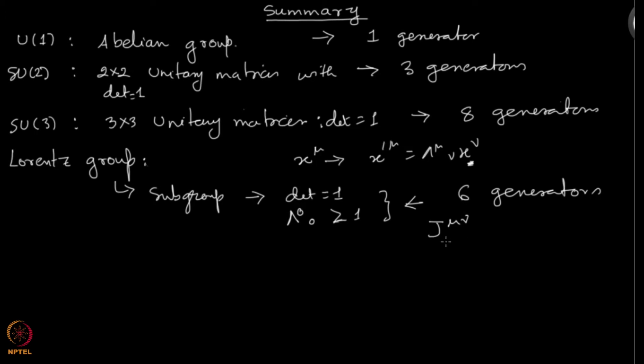So, the generators were generically denoted by J^mu nu, but you know that it is antisymmetric under mu nu interchange. So, you have only 6 independent generators. So, that is what we had studied till last time.